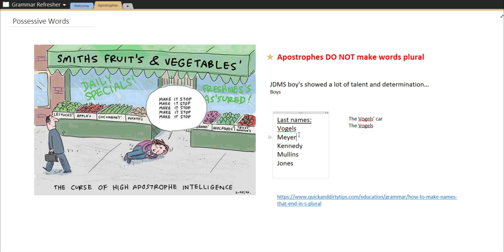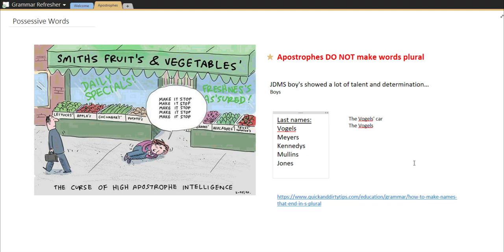To make the last name Meyer plural, add an S. Kennedy. Now this is a tricky one. Nouns that end in Y, you would usually drop the Y and add IES. But when you're talking about a last name, you simply add an S after the Y. And that notes the last name Kennedy, plural.